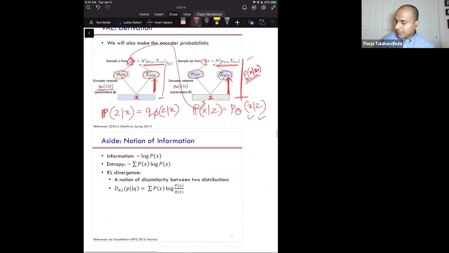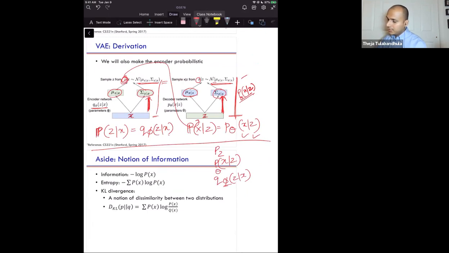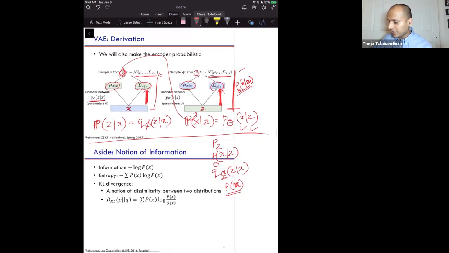So I wanted to introduce this because now, what have we done so far? At this point, we have P of Z, which we want to be Gaussian. We have P of X given Z, which has the decoder network parameter. We have Q phi of Z given X, which has the encoder parameter phi. And we also have P of X, which we can maximize; this is the likelihood of the data. X is the data that we have.